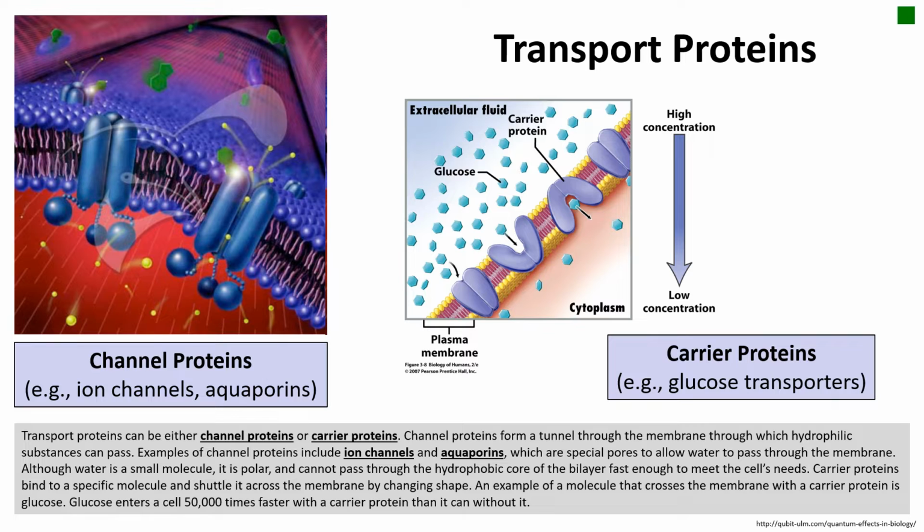Carrier proteins bind to a specific molecule and shuttle it across the membrane by changing shape. An example of a molecule that crosses the membrane with a carrier protein is glucose. Glucose enters a cell 50,000 times faster with a carrier protein than it can without it.